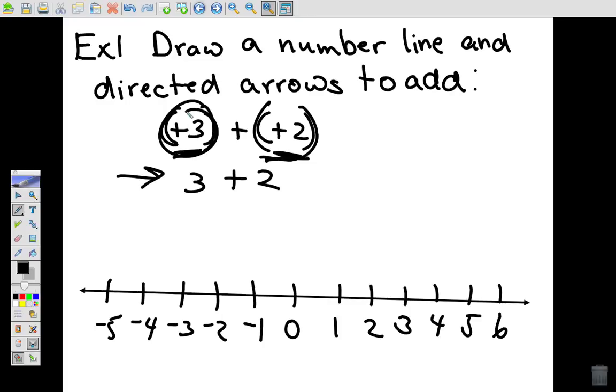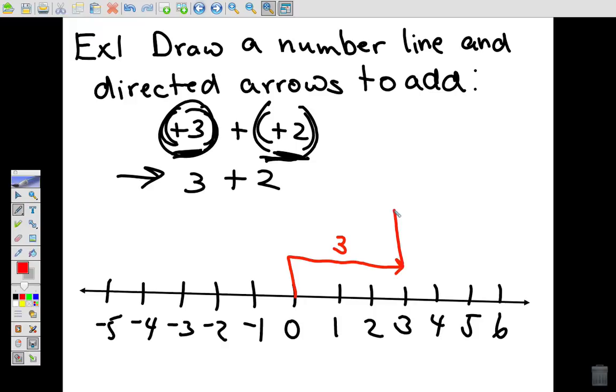So I'm going to start at 0. I'll change the color here. And I'm going to move right 3 units. 1, 2, 3. And I stop there. Now that's what we mean by a directed arrow. So this arrow represents a +3 move. Now from there, I'm going to draw a line up, and I'm going to make a move of +2.